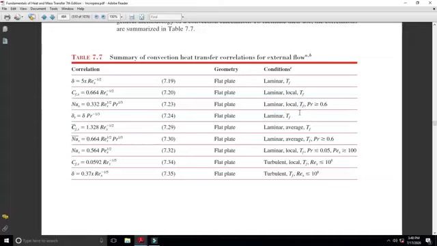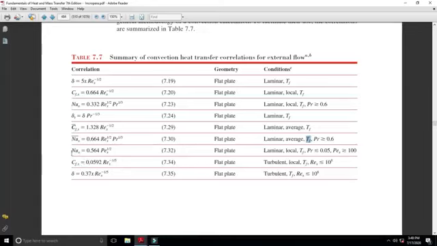So you may write TF is equal to Ts plus T infinity over 2, and this is applicable if Prandtl number is greater than or equal to 0.6. Then this is NUX bar. So that is for the laminar flow over a flat plate, and it gives us the average value of the Nusselt number over the entire plate. And again the properties would be evaluated at mean film temperature.